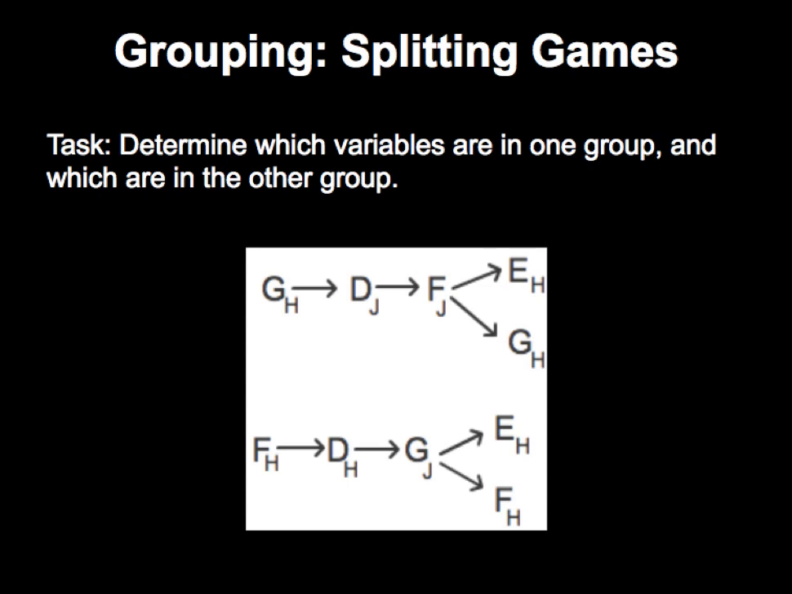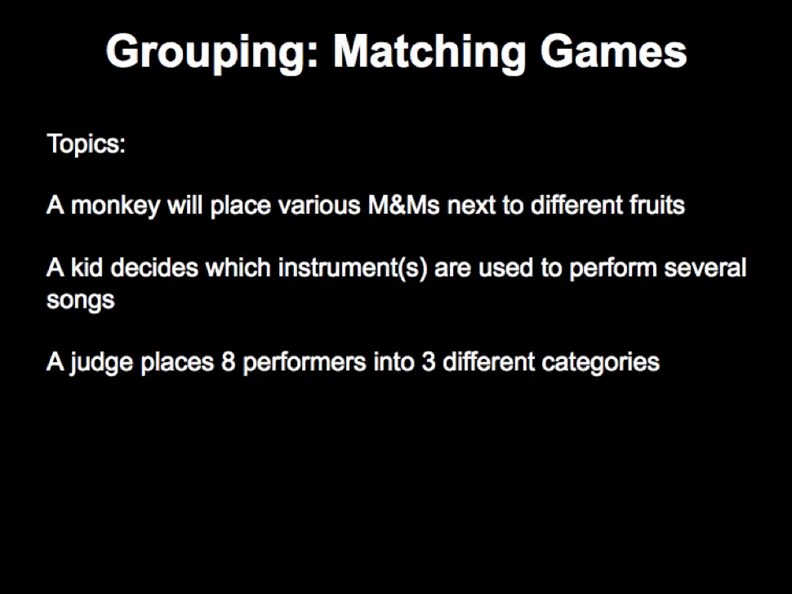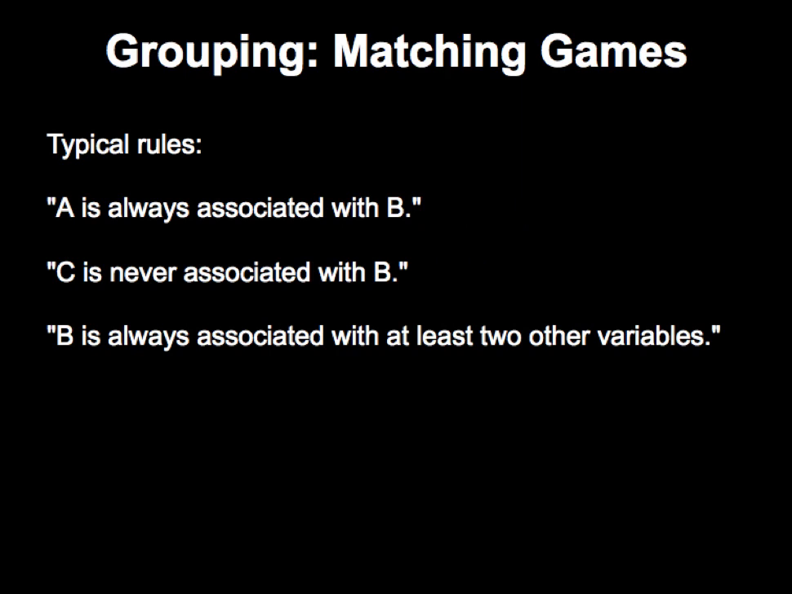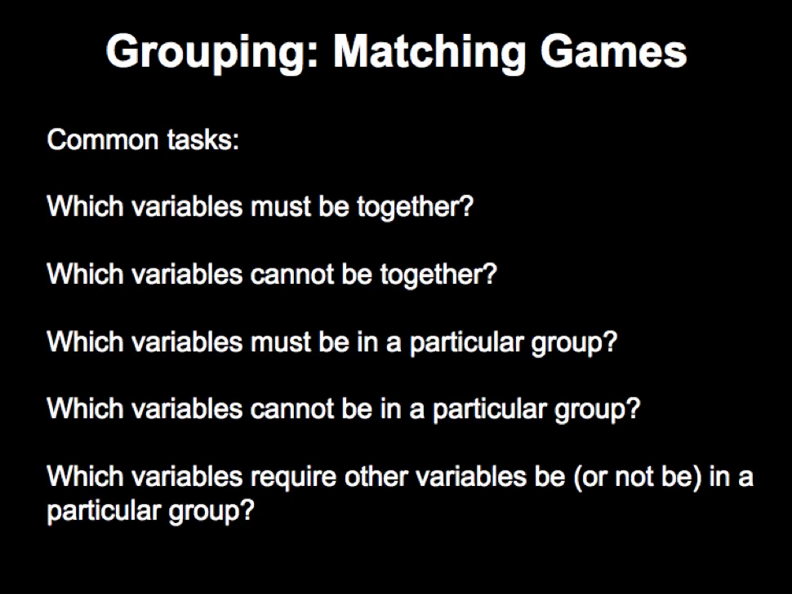Grouping matching games involve associating variables of one type with the variables of another type, but we're not putting anything in order. There's no ordering component to this game. We're often simply grouping all the variables we have listed into different categories. So here you see some examples of what those rules might look like. What variables could be together, what cannot be together, what must be together. Those are all the different sorts of things that we're playing with here.